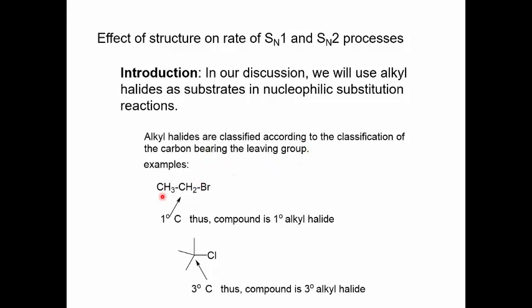Here are some examples. Here we have the alkyl halide ethyl bromide. The carbon to which the bromine is attached, this is the leaving group, is a primary carbon. Thus, the alkyl bromide is referred to as a primary alkyl bromide, a primary alkyl halide. Here's another example. This is tertiary butyl chloride. The carbon bearing the leaving group, the chlorine, is a tertiary carbon, and consequently we refer to this as a tertiary alkyl halide.